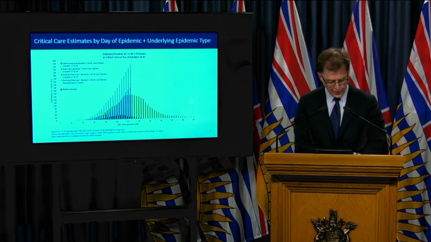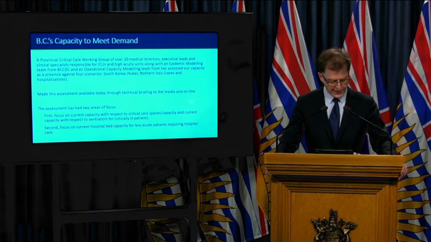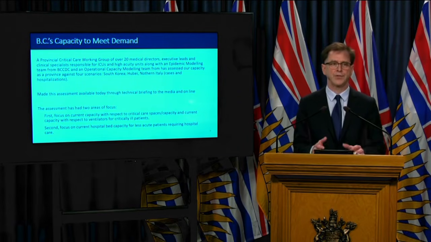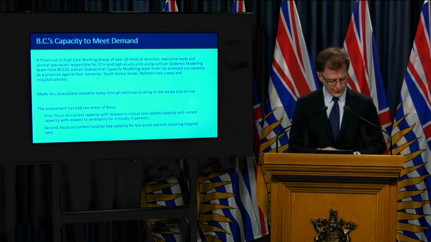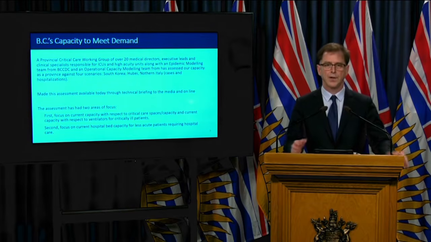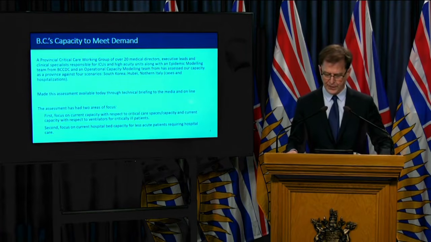The assessment really has 2 areas of focus. The first is focus on our current capacity with respect to critical care spaces capacity and our current capacity with respect to ventilators for critically ill patients. That cohort of patients that will require critical care, and the model assumes that that would be roughly 4.7% of patients. And the second is a focus on current hospital bed capacity for less acute patients requiring hospital care, which is also hospital capacity. That is a larger group of people, between 13 and 14% of patients.